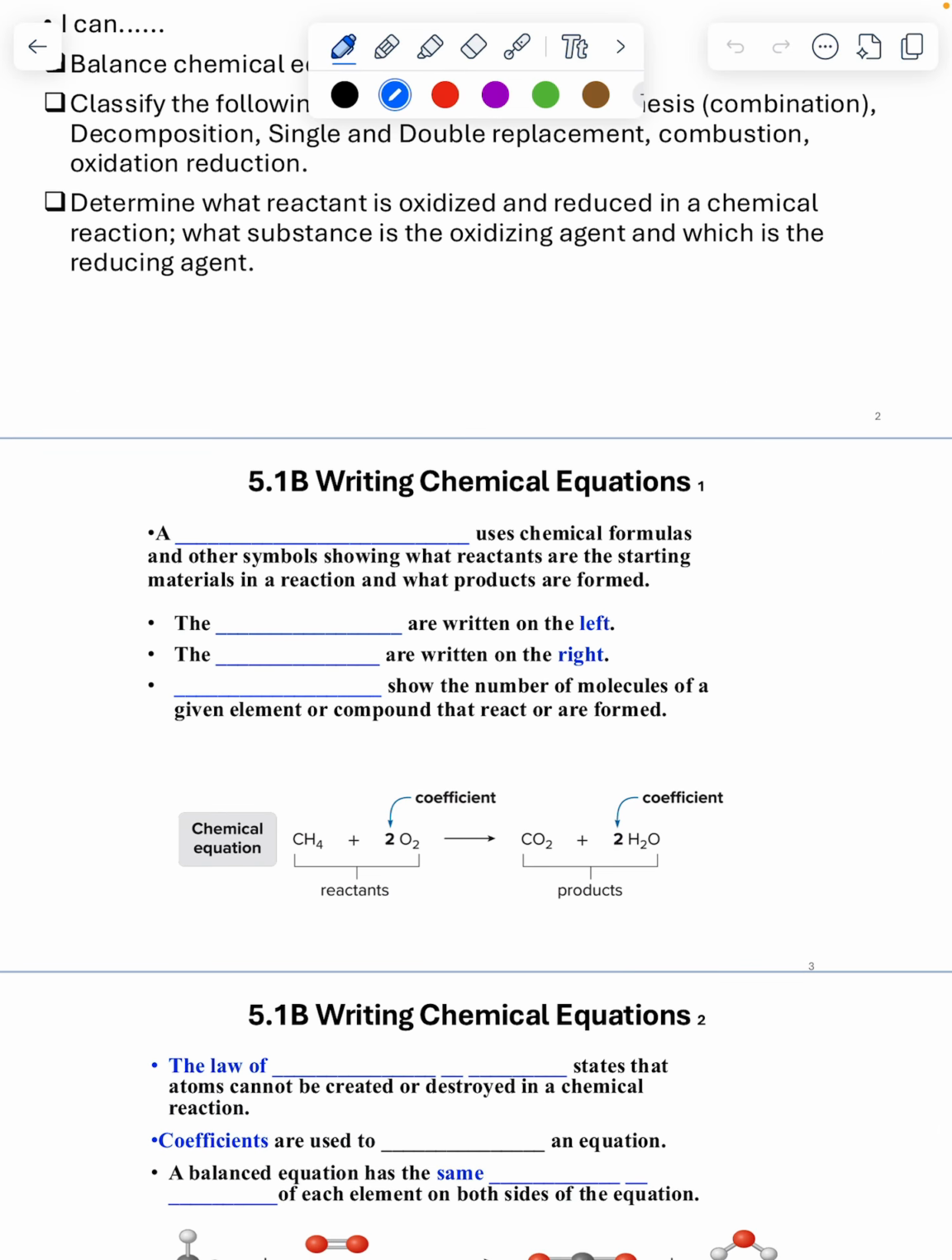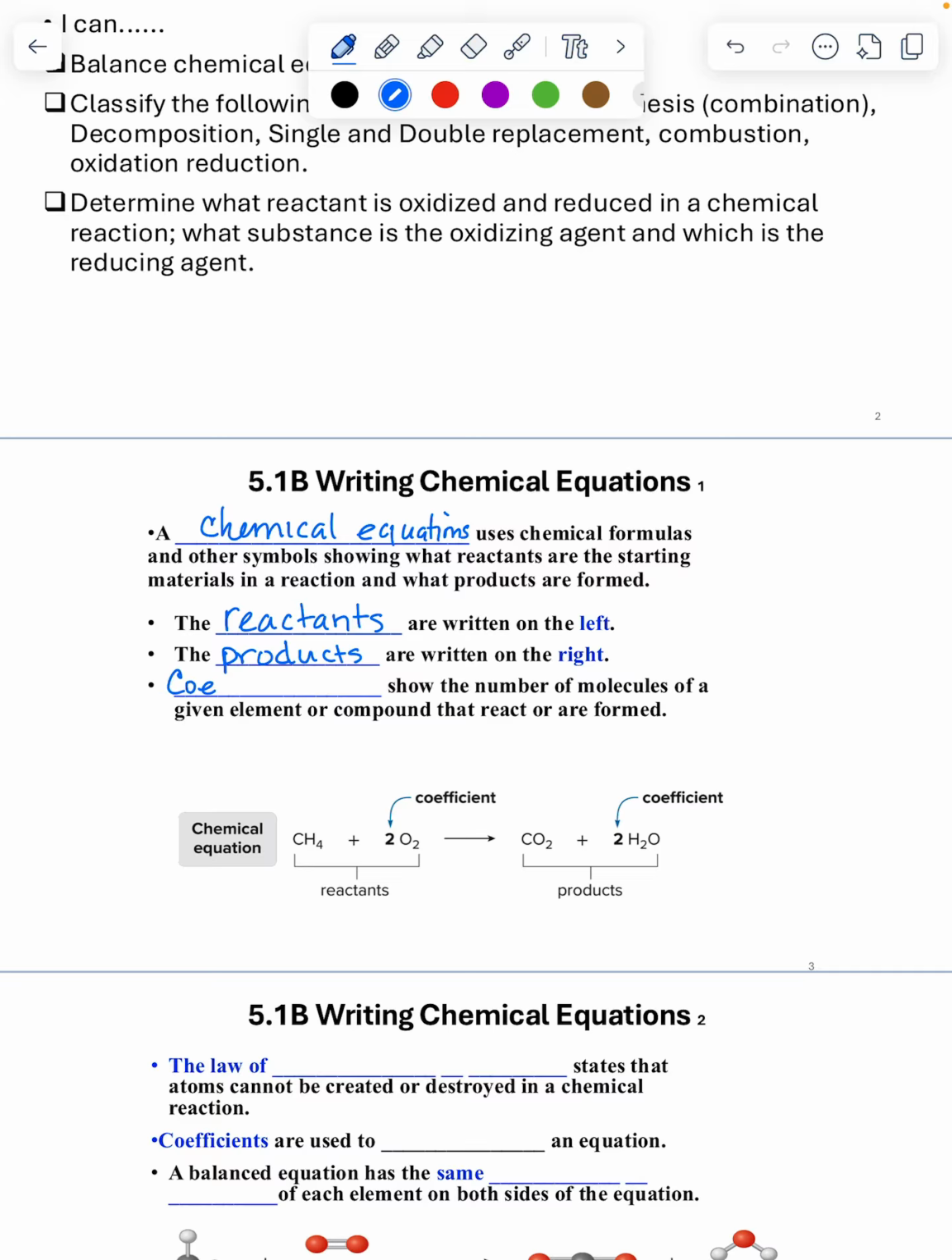Alright, so let's start with chemical equations. A chemical equation uses chemical formulas, which we learned how to write in the last chapter, and other symbols showing what reactants are the starting materials in the reaction and what products are formed. When we write a chemical reaction, the reactants are always written on the left of the yield sign, and the products are always written on the right-hand side.